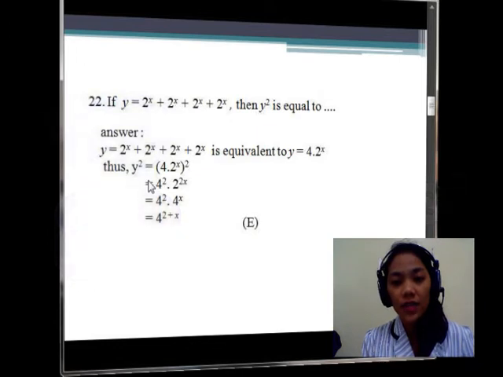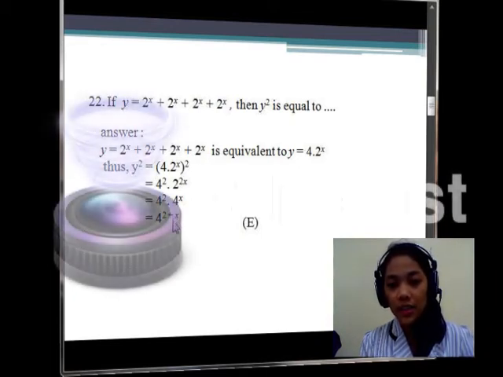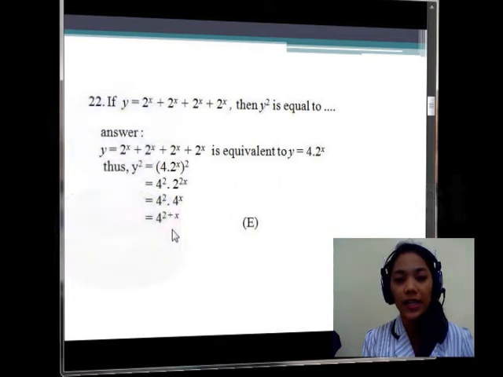Therefore, just simply distribute the second power or the second degree. So it becomes 4 squared times 2 raised to the power of 2x, equals 4 squared times 2 to the power of 2x. Since the bases are the same and both are exponents, just simply add the exponents, so it becomes 4 raised to the power of 2 plus x. So the answer is letter E.